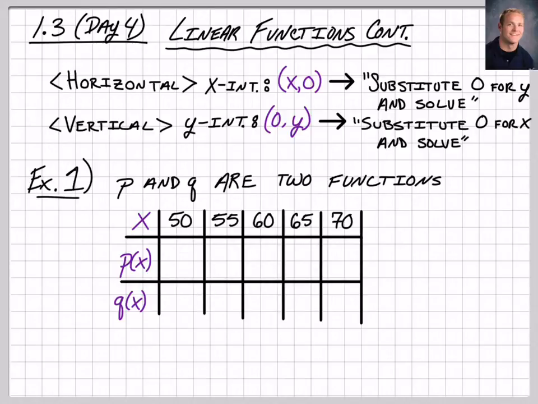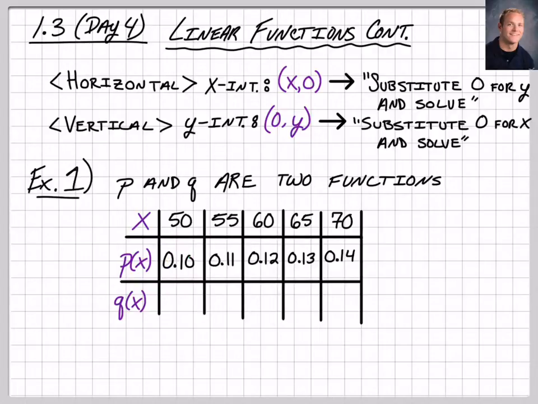So here are the values for p of x. 0.1, 0.11, 0.12, 0.13, 0.14. So if we just focus on x, p of x, like for example, this point, the input would be 50, the output would be 0.1, right? That would be a coordinate point on the graph for p of x.